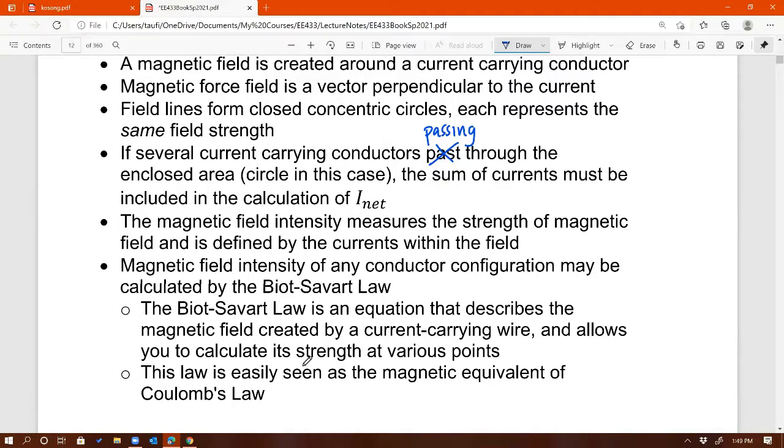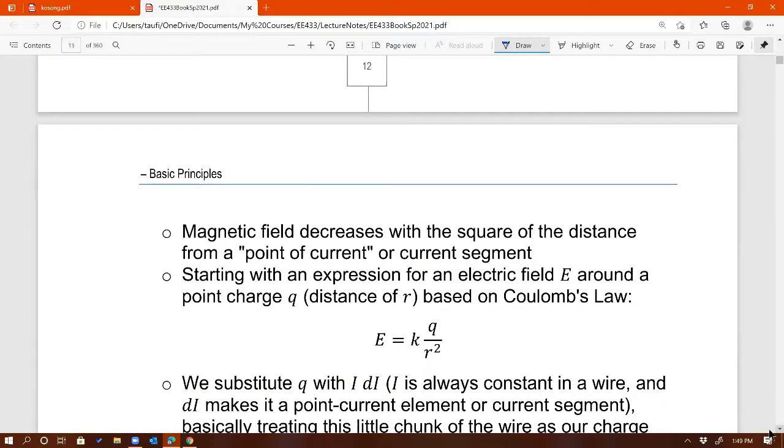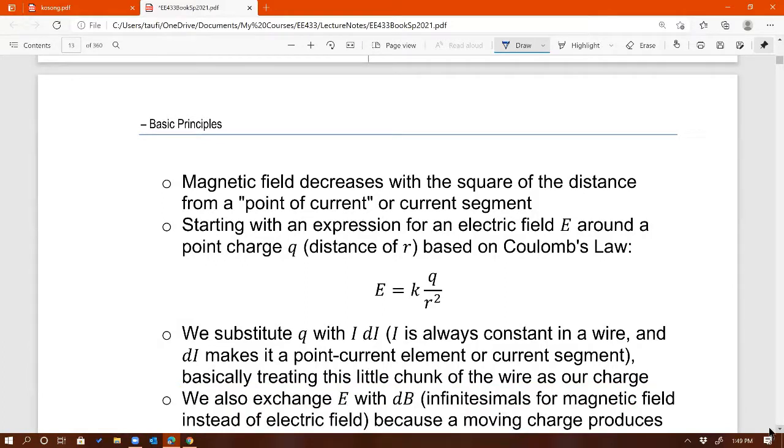And this is analogous to Coulomb's law for electric field. So for electric field, you use Coulomb's law. For magnetic field, you use Biot-Savart law. And then derived from the Biot-Savart law is what we call Ampere's law. So again, this is just a refresher. This is one way to derive the Biot-Savart law, by starting with the equation for electric field, Coulomb's law, basically. This is a Coulomb's law equation right there.